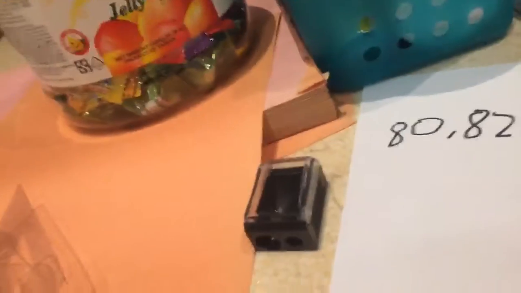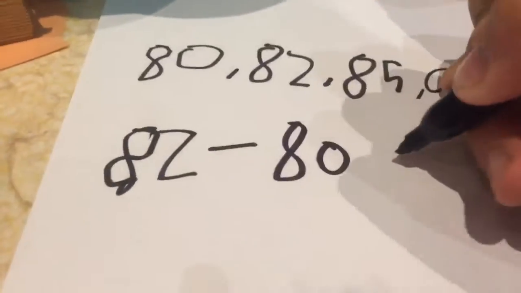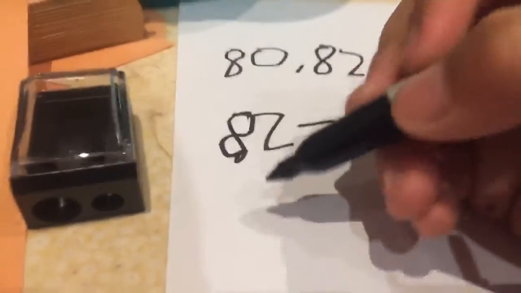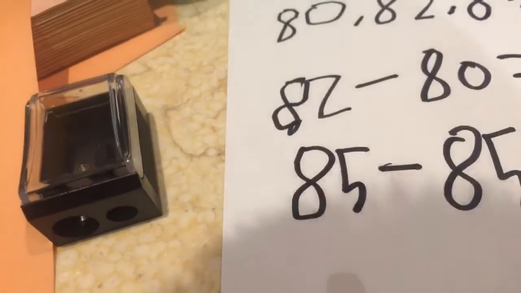Now you have to follow this rule, and here's where things get a little bit tricky. You have to subtract 80 from 82. So you want to do a little bit of mathematics here. 82 minus 80 equals 2. 85 minus 82 equals 3. Wait, no. Hold on, mistake. 85 minus 80. This is so hard.